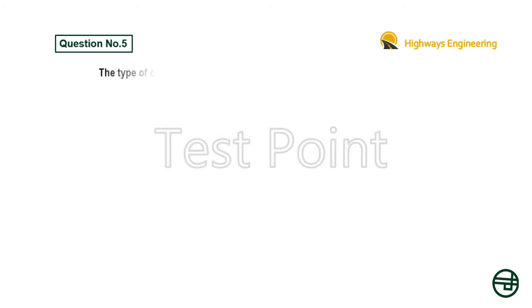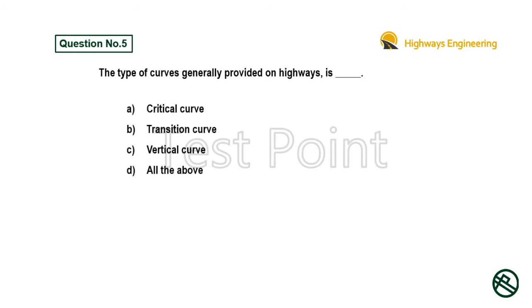Question number 5. The type of curves generally provided on highways is. Option A, critical curve. Option B, transition curve. Option C, vertical curve. Option D, all the above. Answer is option D, all the above.